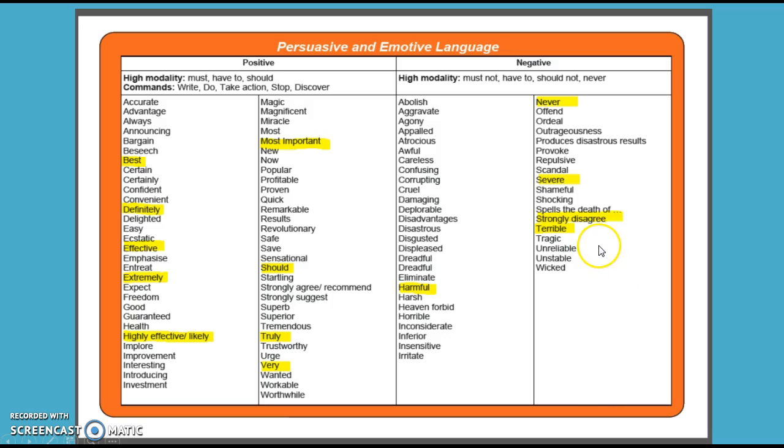So again, there's kind of that difference you can hear in the tone of my voice, that those words have emotion connected to them. So don't be afraid to use those kind of words in your writing. I want to see things like that, heavily emotional and persuasive words.